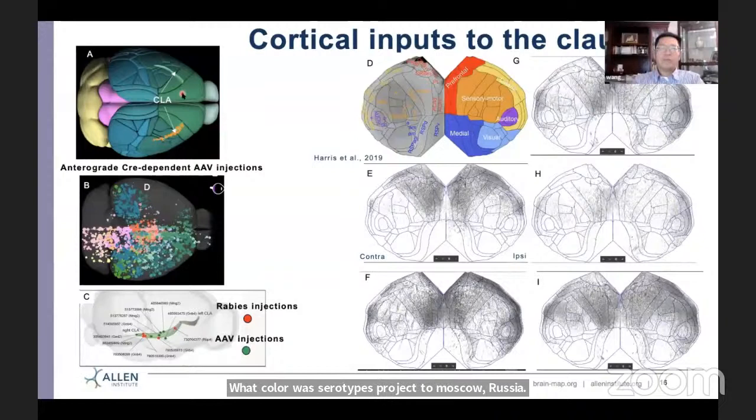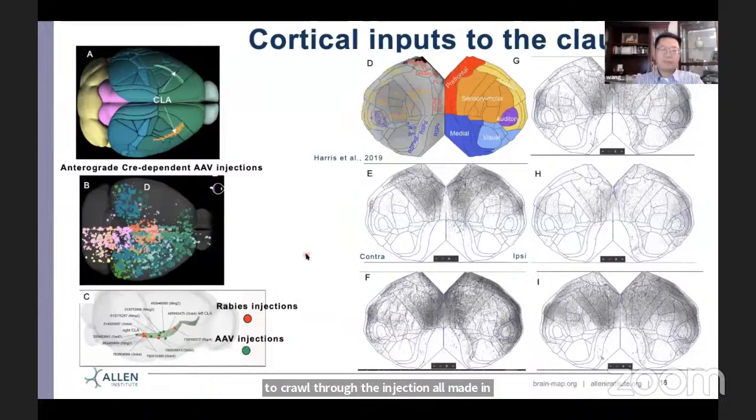Claustrum principal neurons send projections to different combinations of cortical targets. To further reveal their projection diversity, it's necessary to reconstruct more individual claustrum neurons. In this study, we systematically analyze single neuron tracing data, anterograde Cre-dependent AAV injection data, and retrograde rabies injection data. The claustrum injections were all made on the right side.